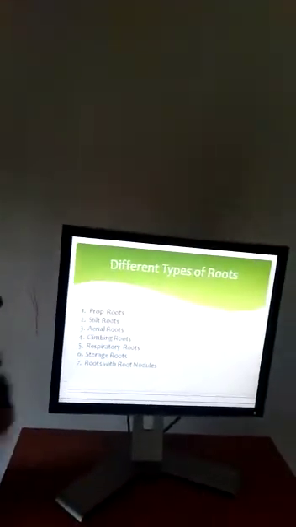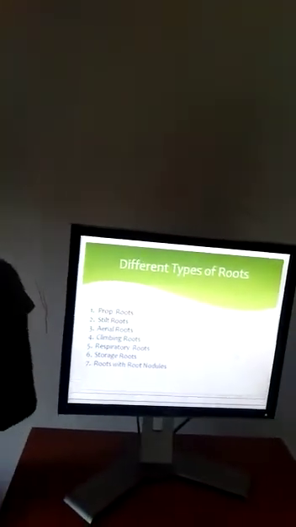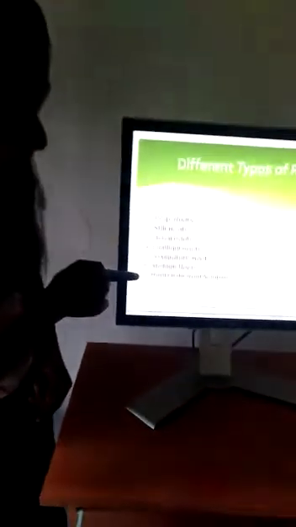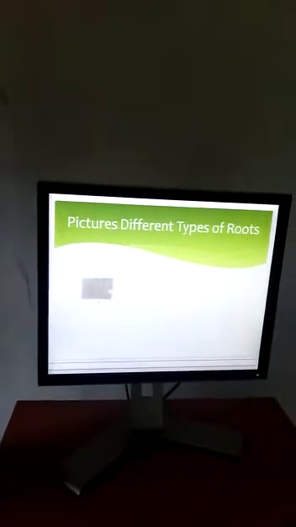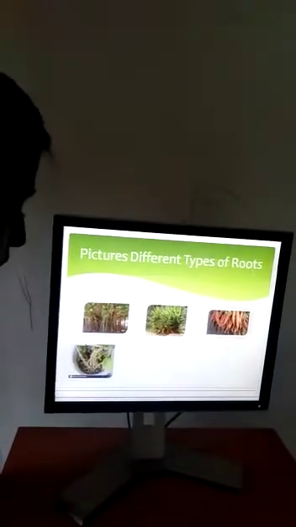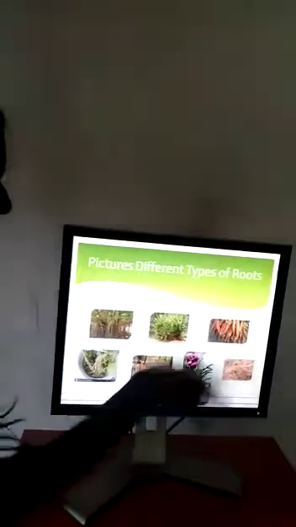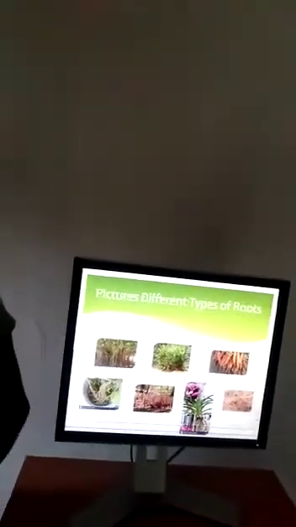Now we are going to talk about different types of roots. There are 7 different types of roots other than the taproot and fiber roots. They are prop root, stilt root, aerial roots, climbing roots, respiratory roots, storage roots and roots with root nodules. These are some pictures of different types of roots.